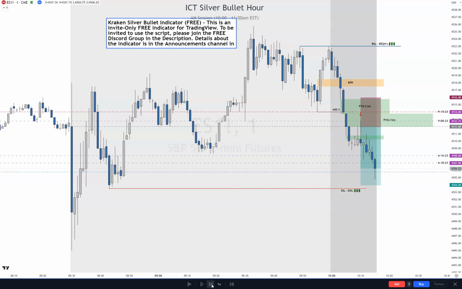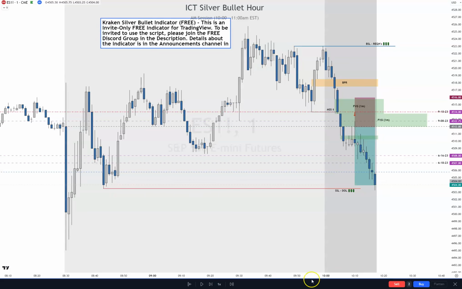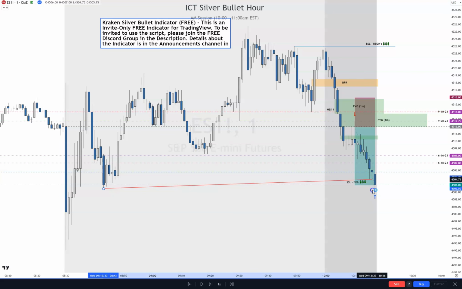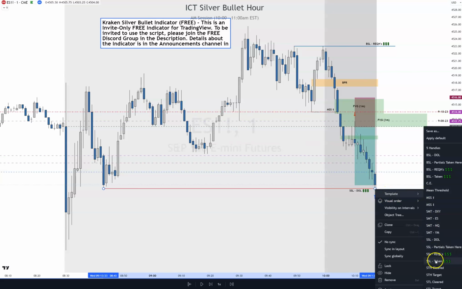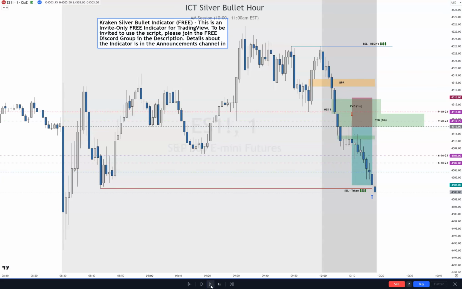So here I'm taking a partial, move my stop to break even, and there we exited the trade. Done. There's your first 8-handle move following structure. Done. Sell side is being taken right here. You're just right here. Look at this. There, sell side's taken. Let's change that to sell side taken. Okay.